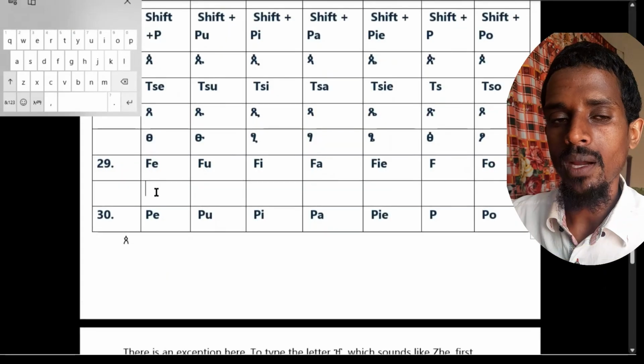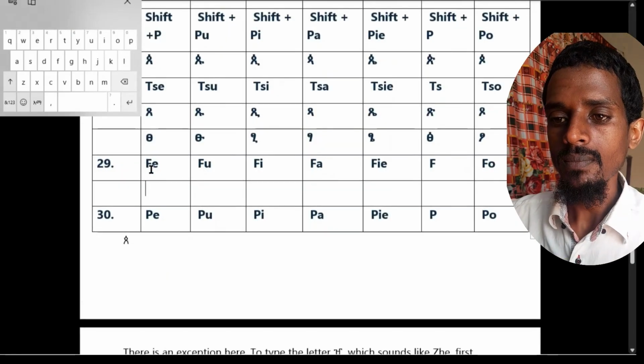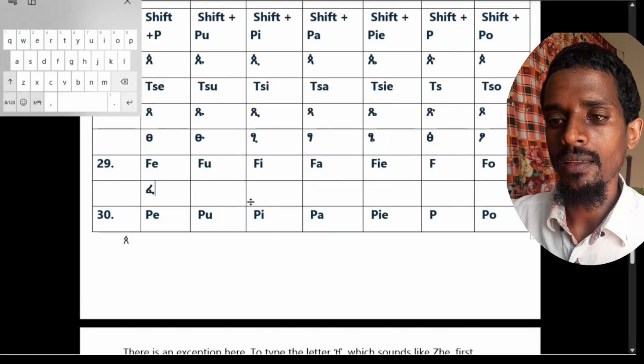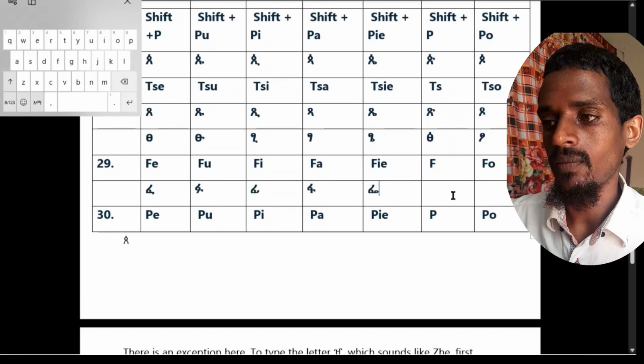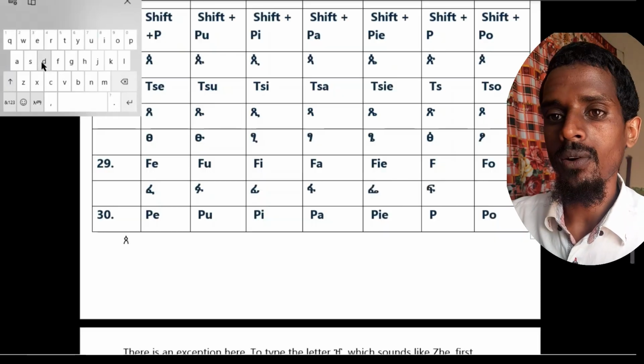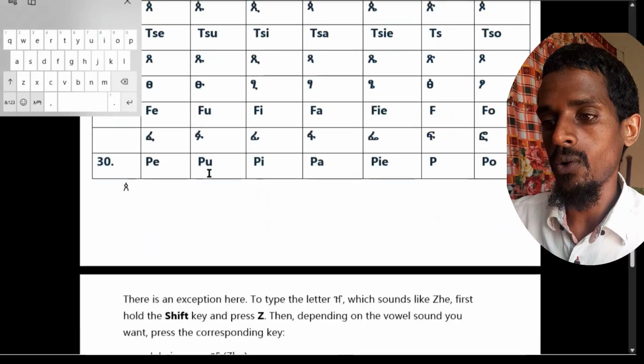So we are on fa now. F-E, fe. F-U, fu. F-I, fi. F-A, fa. F-I-E, fe. F only. F-O, fo.